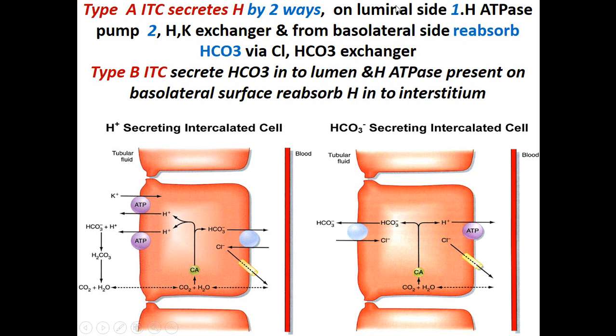So you will see that I have written here on the luminal surface, the two ways. On the luminal side, the hydrogen ATPase pump is present. Second, the hydrogen potassium exchanger is present, while this type A is going to reabsorb bicarb from the basolateral surface. The bicarb is reabsorbed from the basolateral surface. Type A causes the reabsorption of the bicarb, while beta intercalated cells cause the secretion of the hydrogen.